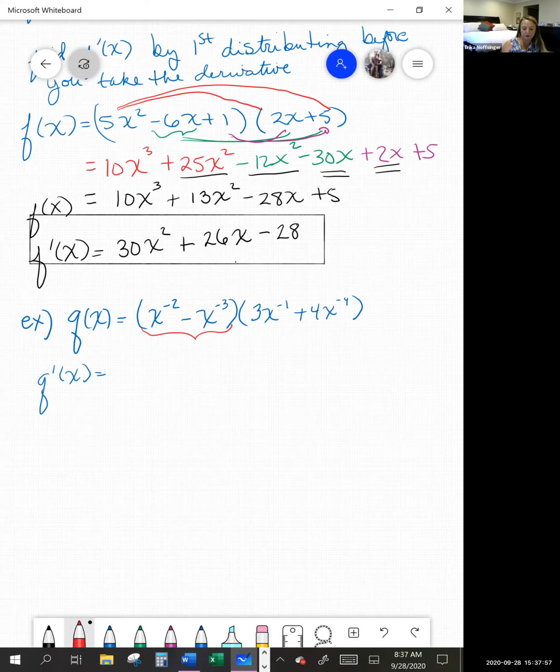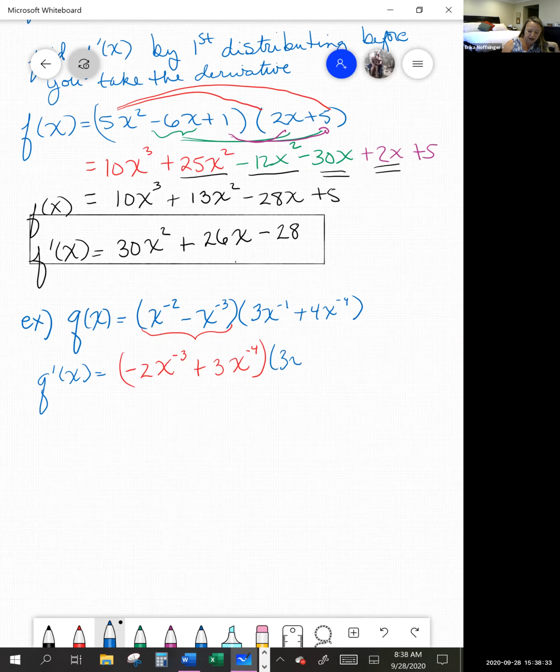So the derivative of the first parentheses, so the derivative of x to the negative 2 power, bring our power down front. So that's a negative 2x, and subtract 1 from our power. So negative 2 minus 1 is negative 3. General power rule for the second term in that first parentheses. So bring the negative 3 down front. So we have minus 1 times negative 3. So this is really plus 3x to the, subtract 1 from our exponent, negative 3 minus 1 is negative 4. All times the second parentheses.